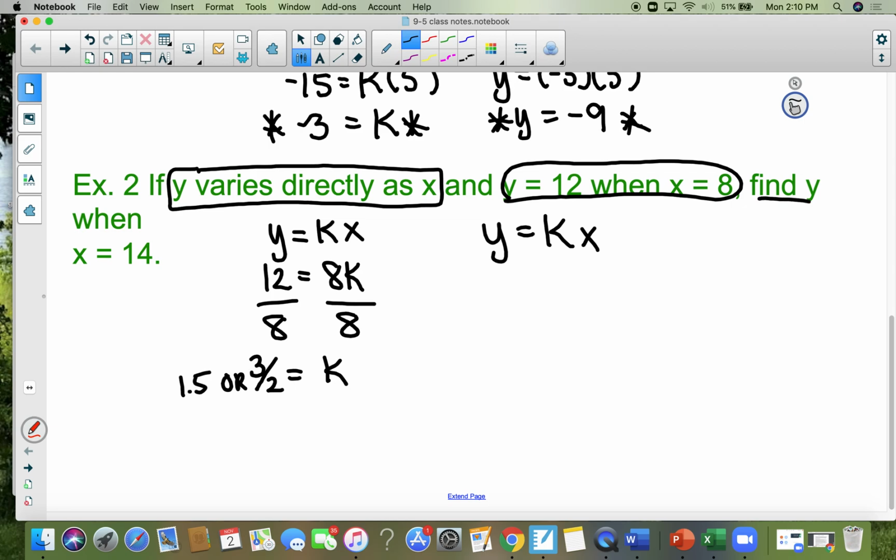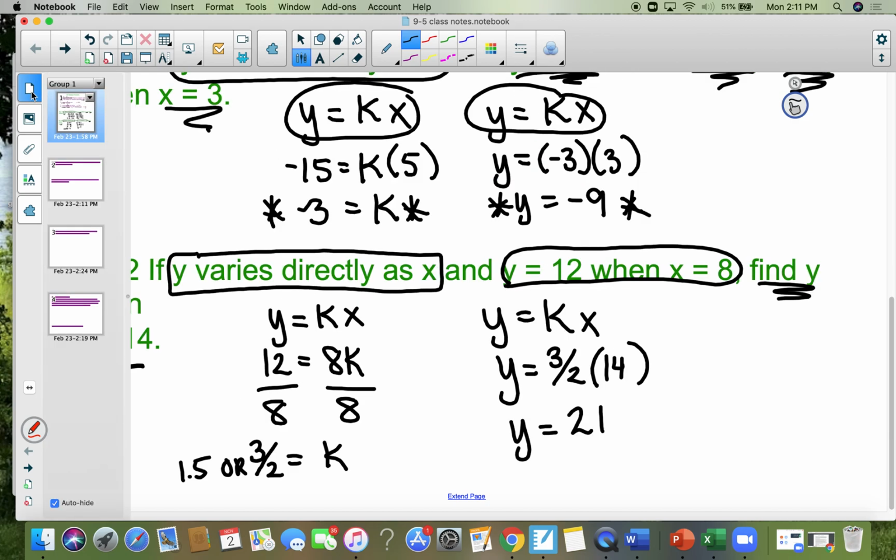Find y now when x is 14. So find y. We know that k is 3 halves or 1.5, and we know that the new x is 14. You're going to get y equals, take 3 halves of 14 on your calculator, and you're going to get 21. Okay, let's get a little bit more. Obviously, there's more pages because the more I do these, hopefully the more you catch on.